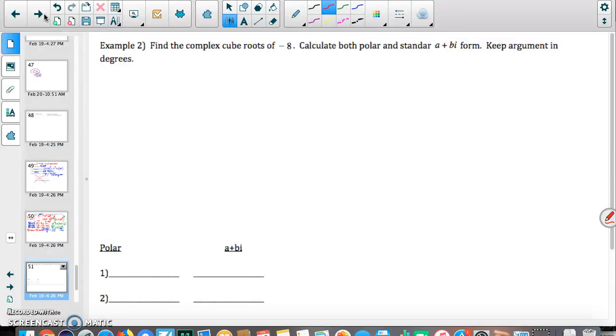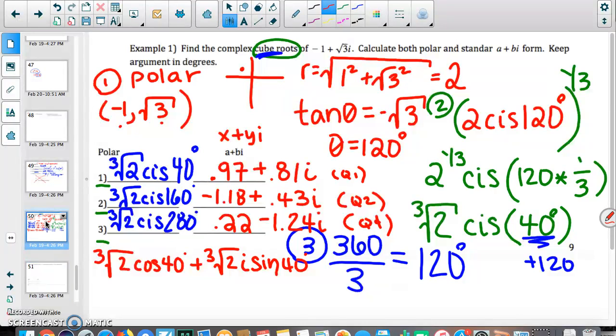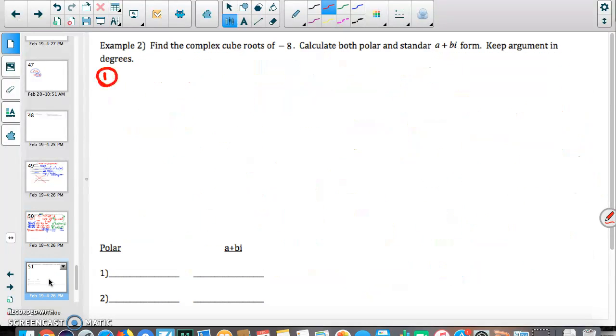So find the complex cube roots of -8. So -8, okay, this looks kind of weird, but we got this. So my first step is to convert it into polar. So -8 is really saying -8 plus 0i. So if I graphed that, it would be -8 comma 0. So it'd be over here.